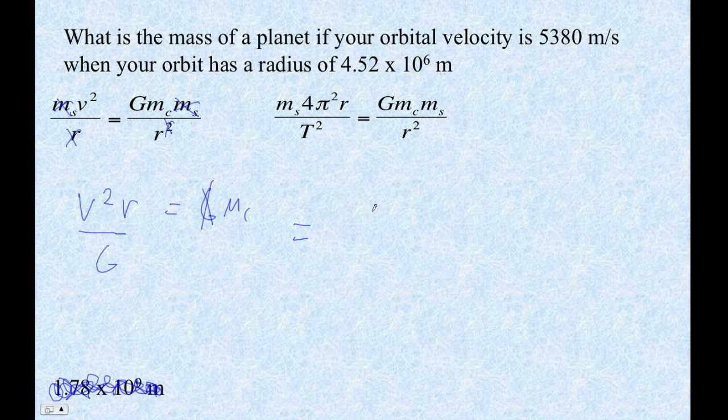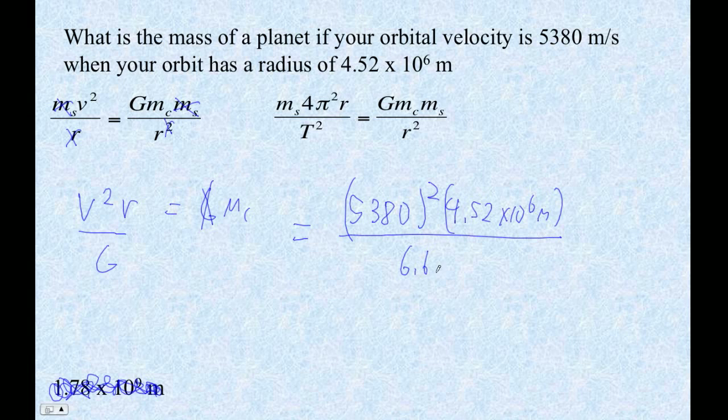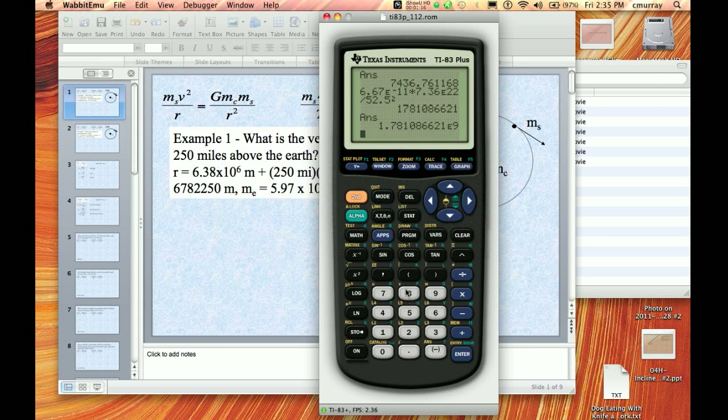Okay, so v squared is 5380 squared times 4.52 times 10 to the 6, divided by 6.67 times 10 to the negative 11th. The magical number which makes all of the other unit systems work together. And 5380. All right, so we're ready to go to the calculator.